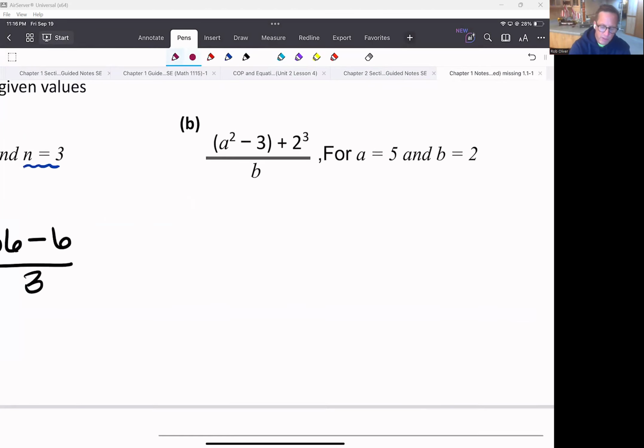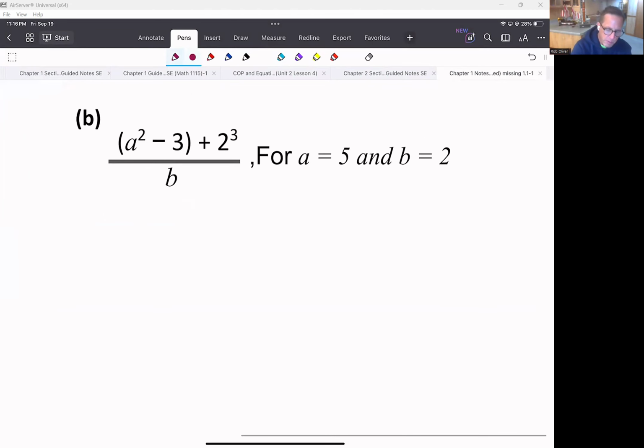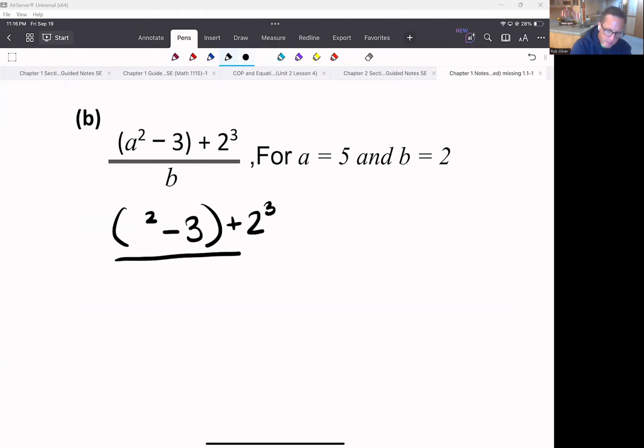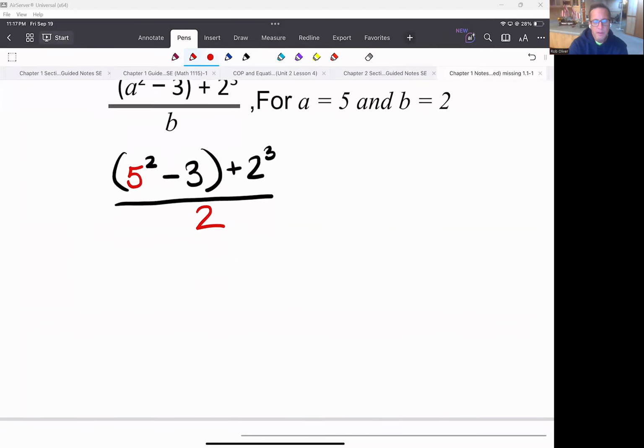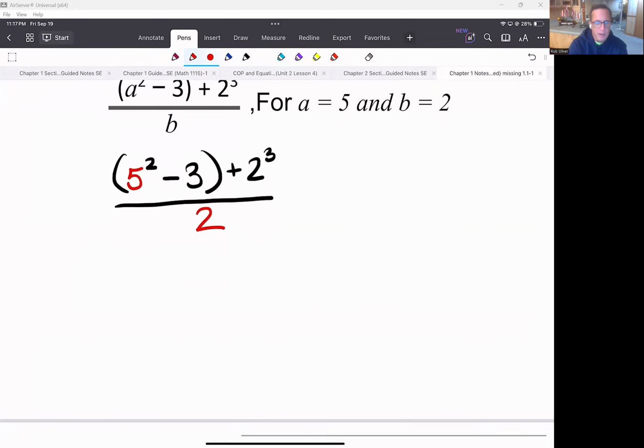All right, same thing for example B. We're going to go through and square a, minus 3, plus 2 to the third power, minus b. And a is 5, right? So I'm going to put a 5 there, and b is 2. We're going to do the top and then see how that comes out. And we're going to divide it by 2.